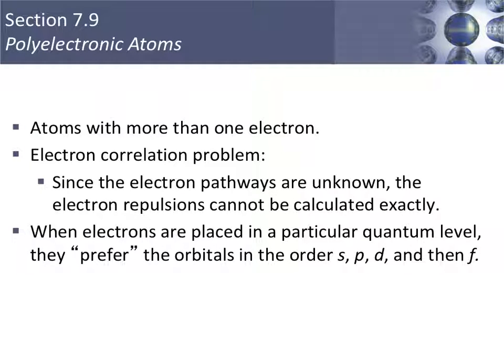Obviously most of the atoms that we're going to deal with have more than 1 electron, so how do we work with that? The problem is that since we don't understand the pathways of the electrons, it's very hard to calculate the repulsions, which we would need to do in order to make the model specific. So there are just some guidelines that have been discovered, for example, the order that the orbitals fill. You may recall that we said S fills first, then P, D, and then F.